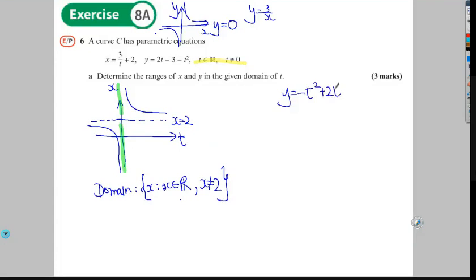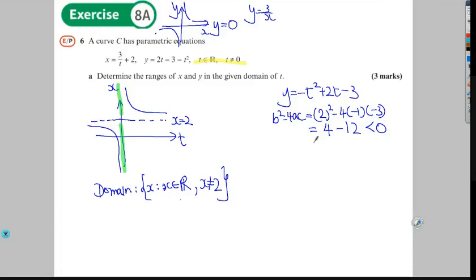Now let's look at the second one. If I want to find the range of values of y, what should I do? y equals 2t minus 3 minus t squared is a quadratic equation. So let's take a look at it. Firstly, I'll try to find the roots. Since that is not really easy to factorize, we can just work out b squared minus 4ac first and see if we actually have any roots.